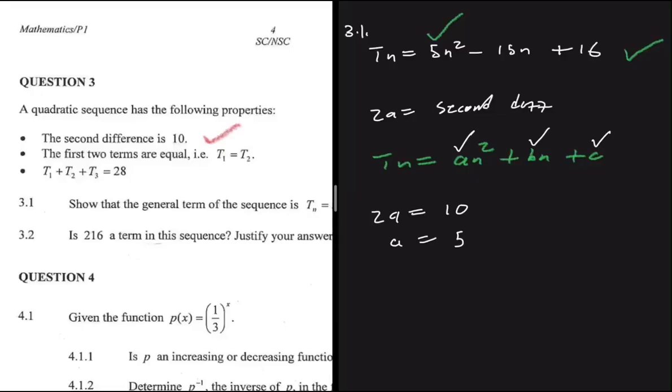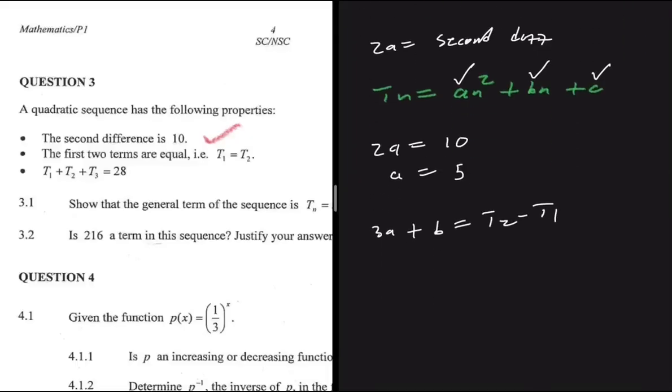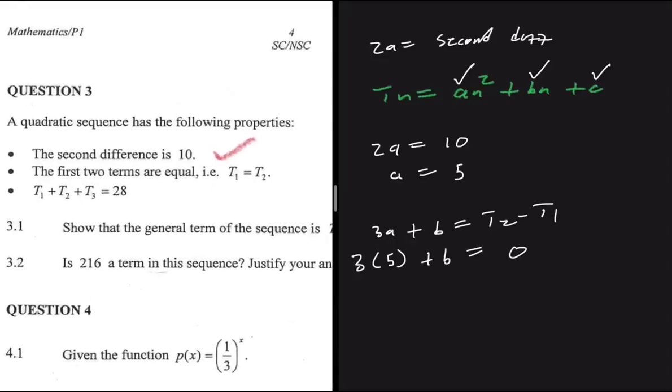The other thing we know about quadratic sequences is that 3a plus b is equal to t2 minus t1. We have established what a is equal to, so we have 3 multiplied by 5 plus b being equal to 0. Why are we saying t2 minus t1 is equal to 0? That is because we are told that t1 is equal to t2, so t2 minus t1 should be equal to 0. And from there on, we're going to have b being equal to minus 15.